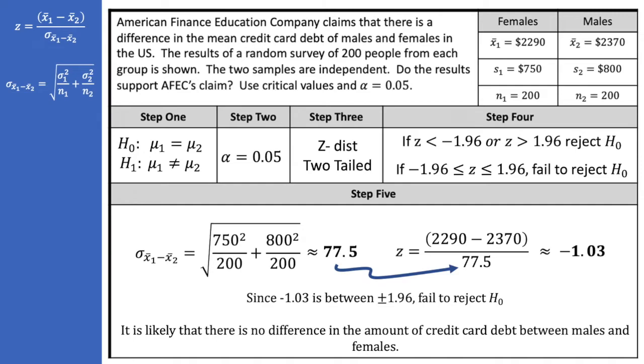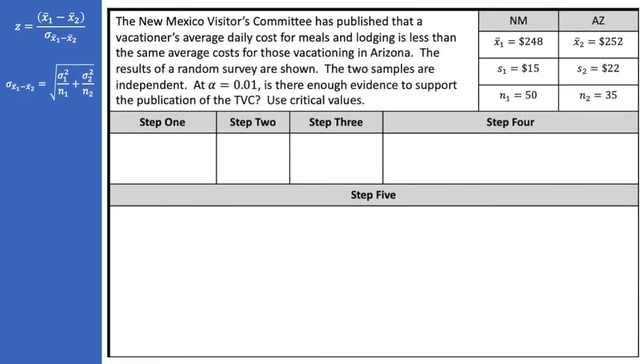Let's try another one. The New Mexico Visitors Committee has published that the vacationer's average daily cost for meals and lodging in New Mexico is less than the same average cost for those vacationing in Arizona. The results of a random survey are shown to the right. The two samples are independent at alpha equals 0.01. Is there enough evidence to support the publication of the Visitors Committee?